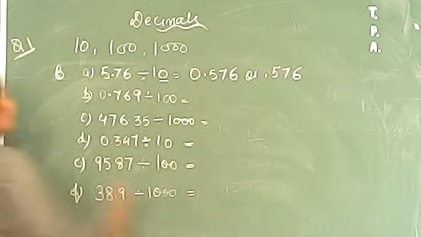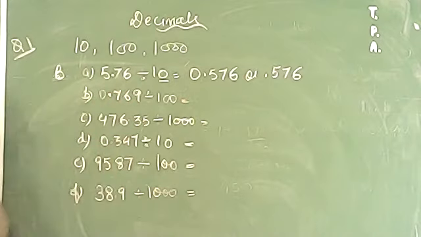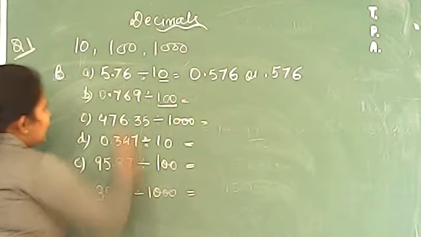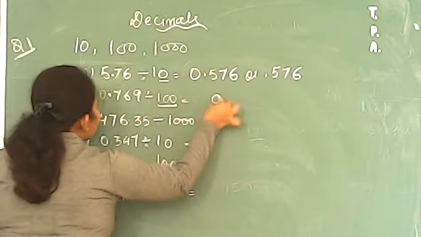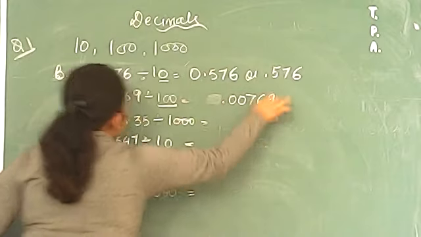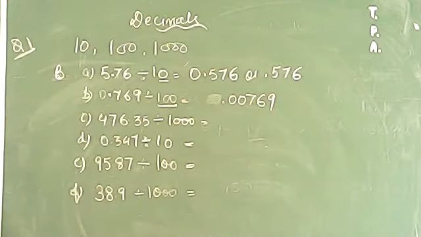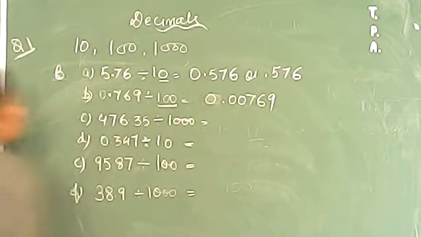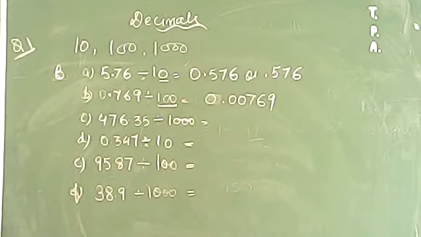Question number B, you have already 0.769 and you have division of 100. It means your decimal should be shifted to 2 places more. ठीक है, so 2 places more, but हमारे पास तो numbers ही नहीं है, digits ही नहीं है हमारे पास. So what we'll do, we can simply include zeros for it. So your answer would be 0.00769. ठीक है, 2 more places for it. So your answer would be 0.00769, या आपको लिखना है .00769, that is also fine.